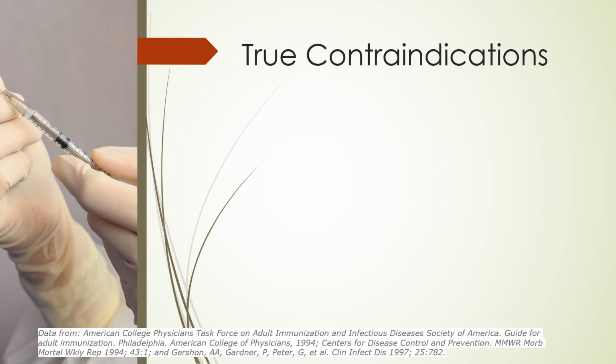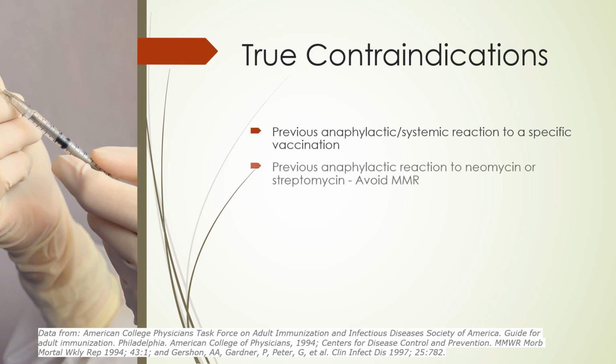There are true contraindications when it comes to vaccines. A lot of patients will say that they have reactions to them, but sometimes those reactions aren't actually true contraindications. They're just a subjective reason that they don't want to get a vaccine. But the true contraindications are mostly anaphylaxis, maybe a systemic reaction to a vaccine or to the different ingredients within them, such as neomycin or streptomycin in MMR.